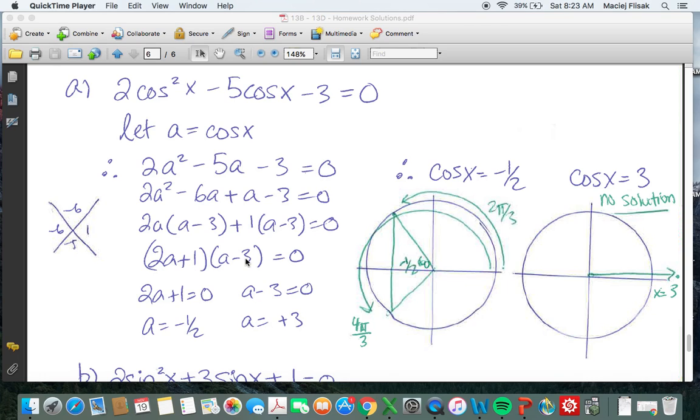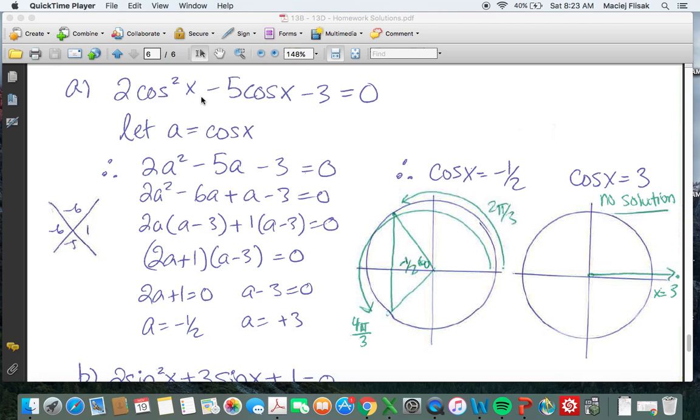Now that we have two factors, we can use the zero product rule. Zero product rule tells us that if two things multiplied make 0, then each of those things has the possibility of being 0, because that's the only way you can get a product of 0. So 2a plus 1 might be 0, because that will create 0. So 2a plus 1 equals 0, or a minus 3 equals 0. Solve this one all the way, you get a equals negative a half, and here a equals 3. So negative a half or 3.